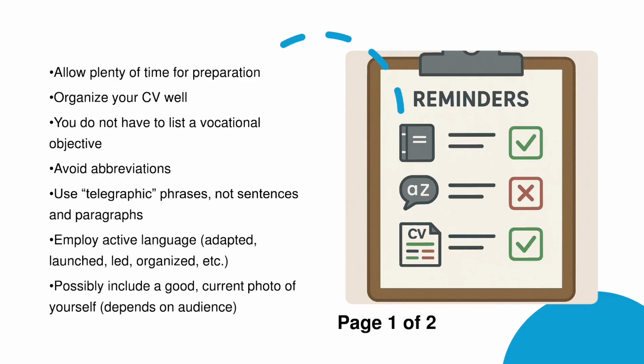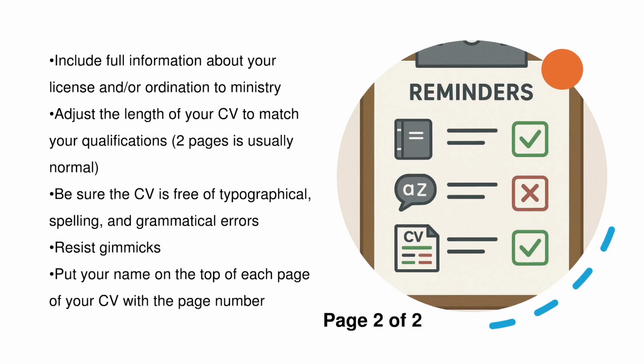Let's go on and look at the next ideas, the next reminders or suggestions I have for you. Include full information about your license or ordination to ministry. For instance, I am ordained as a minister, so you would include that. Adjust the length of your CV to match your qualifications. One to two pages is usually the norm. Going beyond two pages is rare and maybe a little bit too much information.